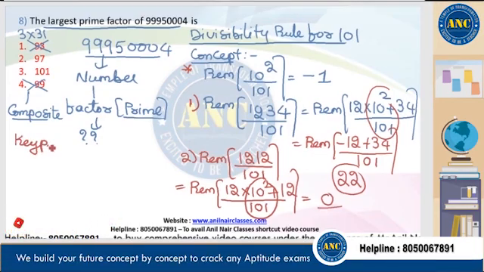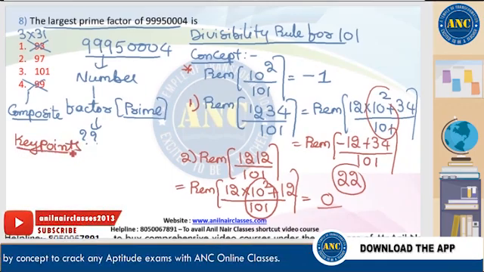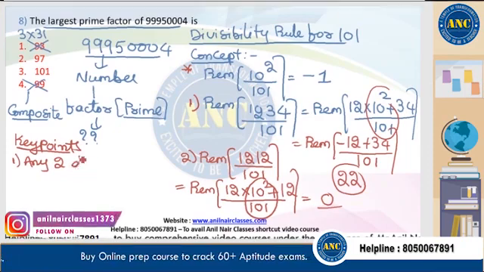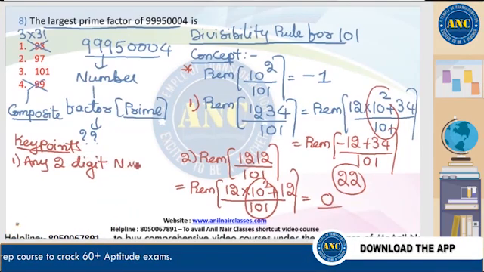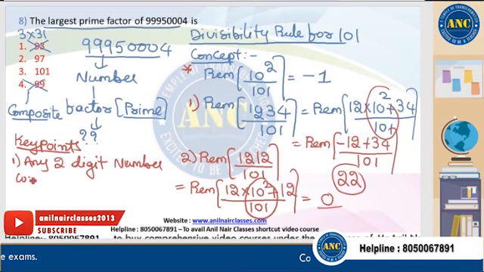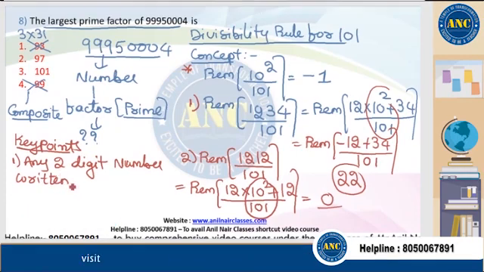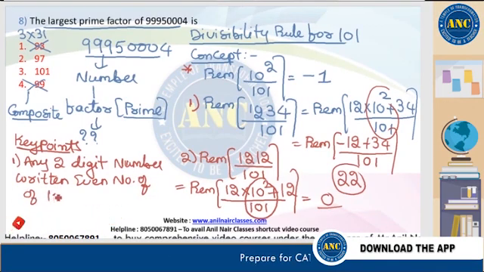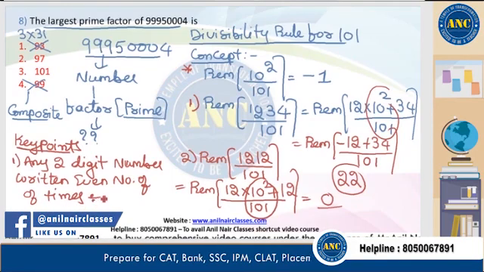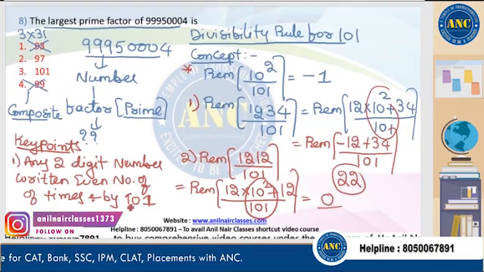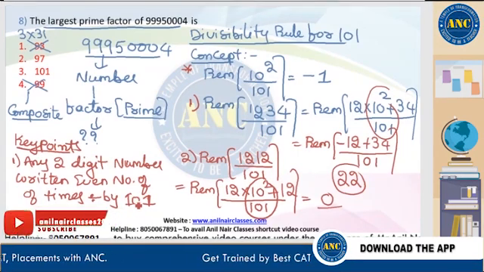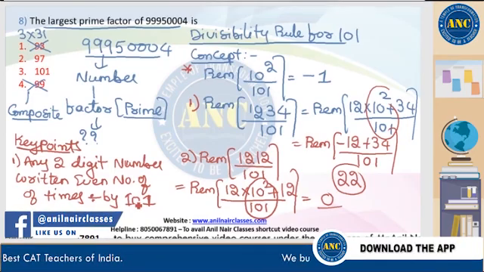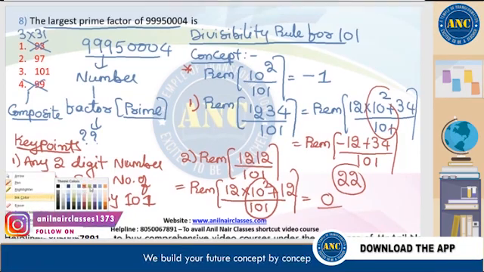Two important key points, please write them down. First key point: any two-digit number written an even number of times. If I write a two-digit number an even number of times, it is always divisible by 101. Extremely important point.